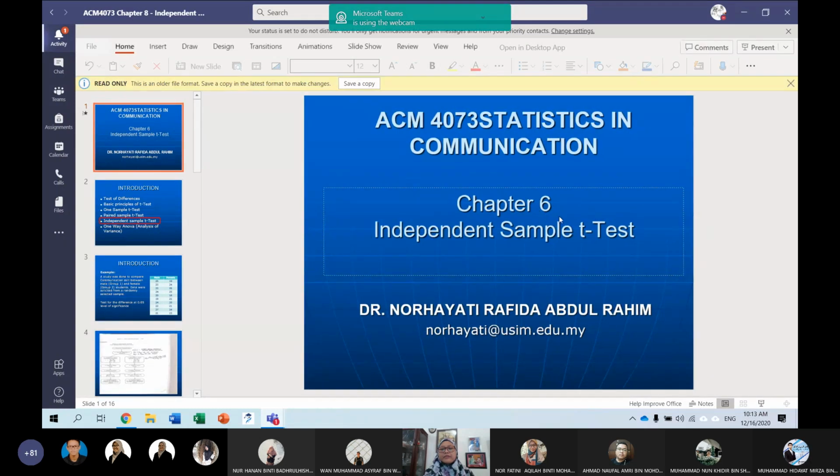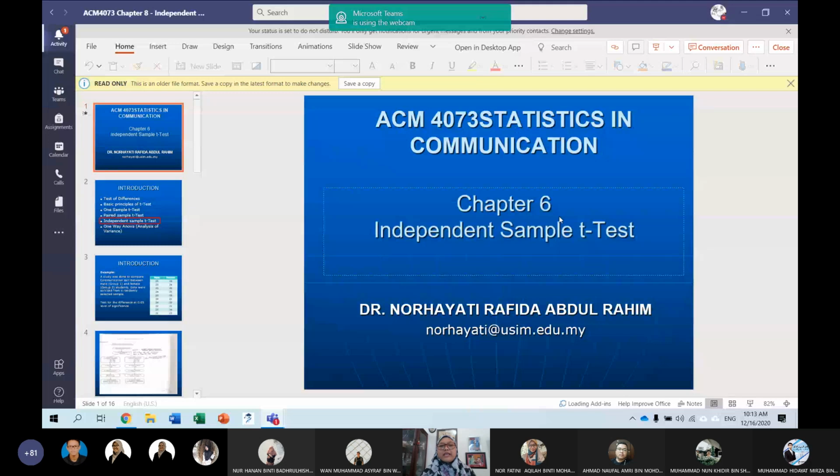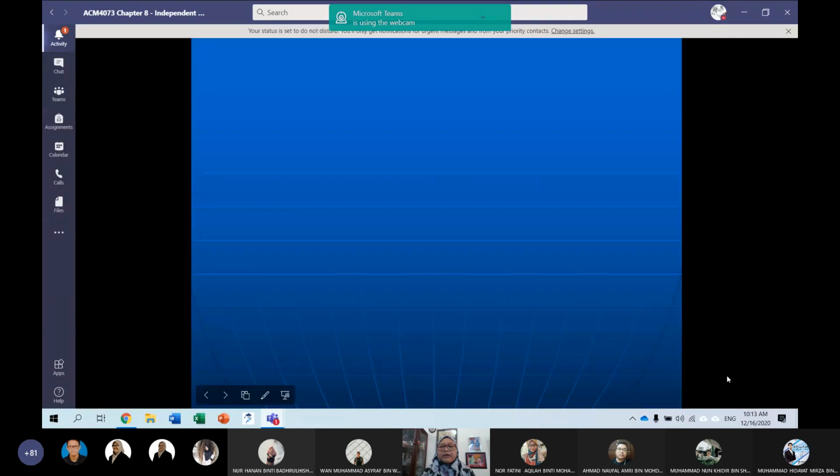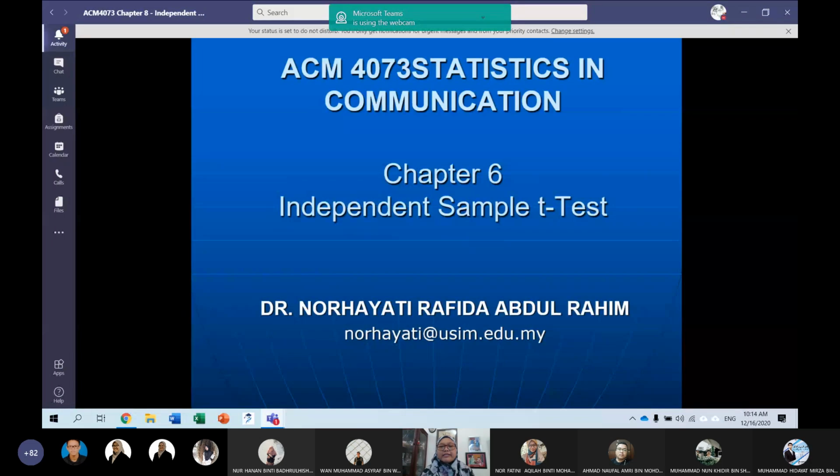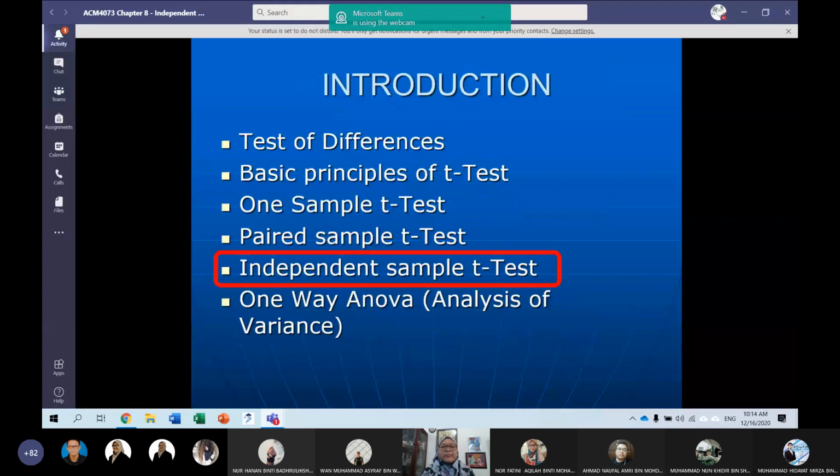I still have chapter 6 because chapters 6, 7, 8 are under the t-test. That's why it goes chapter 6 for 3 of them. We will now look at independent sample t-test. We have covered one sample t-test. Then we looked at paired sample t-test, and now we look at independent sample t-test. So we are here now. We will cover ANOVA later and in the following week.